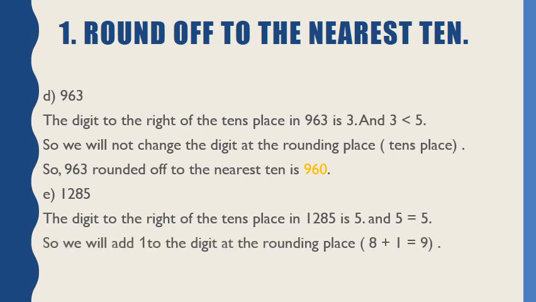So we will add 1 to the digit at the rounding place. And what is the digit at the rounding place, which is the tens place? It is 8. So we will add 1 to 8 and it will become 9. And what will we do? We will replace the digit which is to the right of the tens place, that is 5, by 0. So 1285 rounded off to the nearest 10 is 1290.